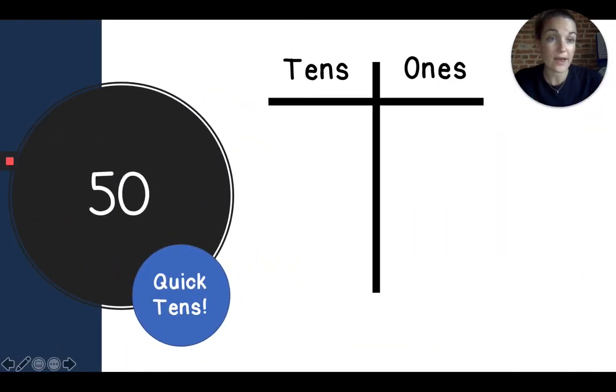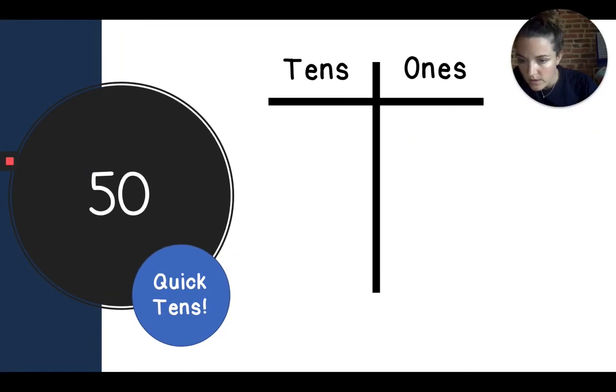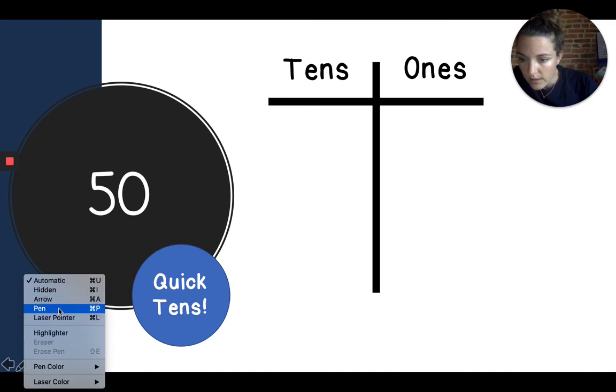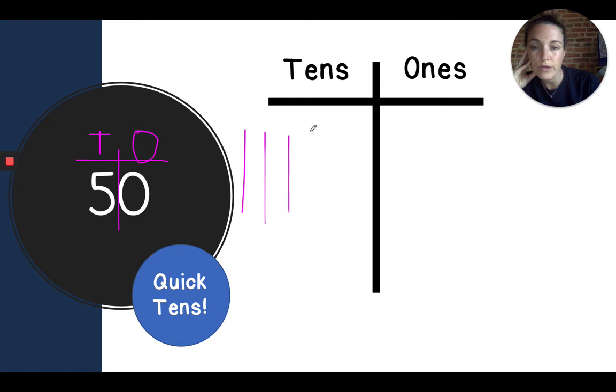Ooh, okay. I think this is our last one together, and this number is 50. So let's go ahead and split this one up together. Okay, and we'll split it up. And I have my tens, and I have my ones, and we're drawing this in quick tens. So I'm going to start at my tens, and I need 5 tens. All right, 1, 2, 3, 4, 5. And my ones, I need 0. 0 ones. So I'm just going to put nothing over here.